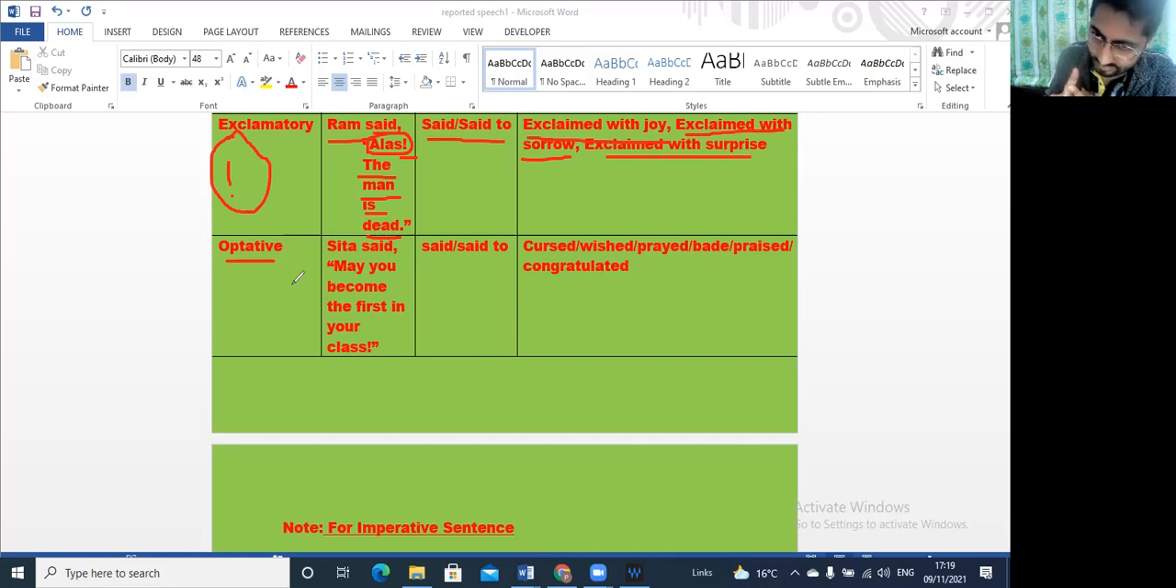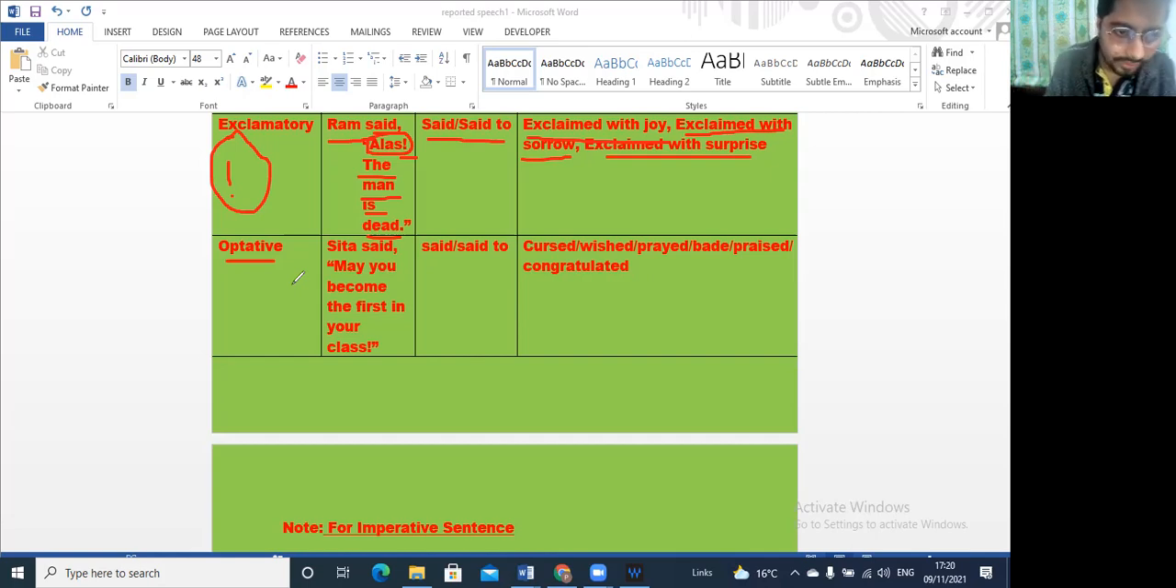Sense of curse. What is the actual meaning of curse? To quote any bad wishes for someone, to happen any omen in their life, bad luck, omen, O-M-E-N. Wishing someone, praying for someone, bidding, to farewell someone, good night, bye bye, tata, sayonara. Praise, to appreciate someone, congratulate. Okay, these are the different senses which make it different from exclamatory sentence.